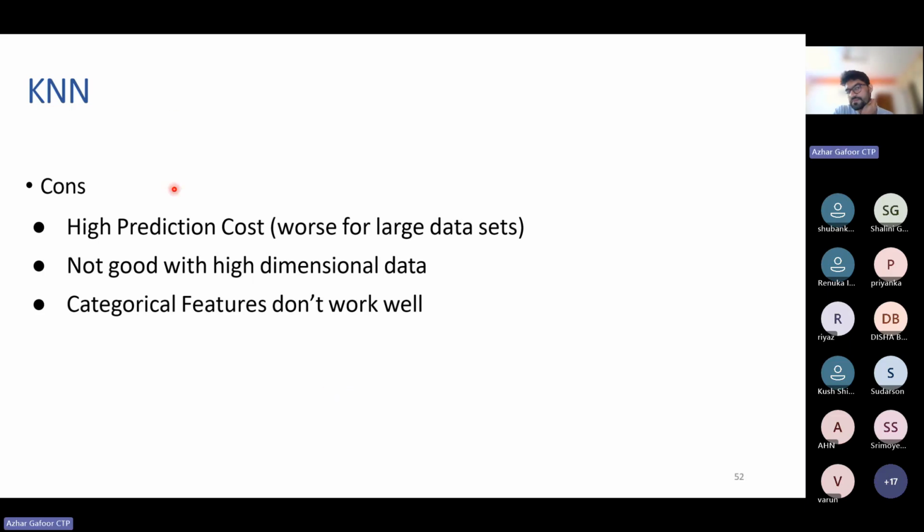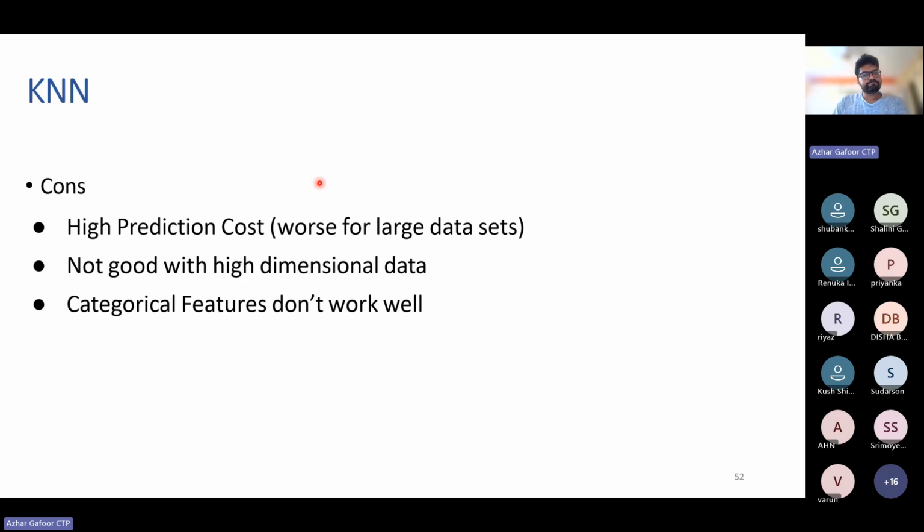But the problems are, it has a high prediction cost. What high prediction cost means is, if the data set is large, we have to calculate the distance from one point to all the data points, sort them, and find the nearest points. So it can be computationally expensive, like in the storage and all, if the data set is large.